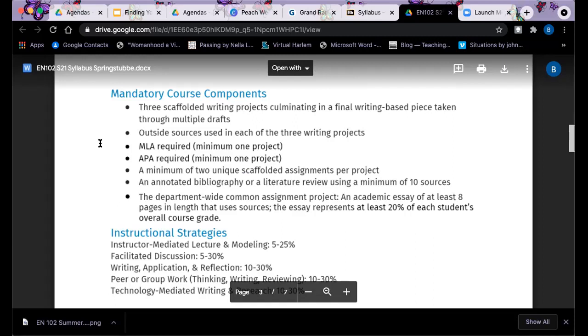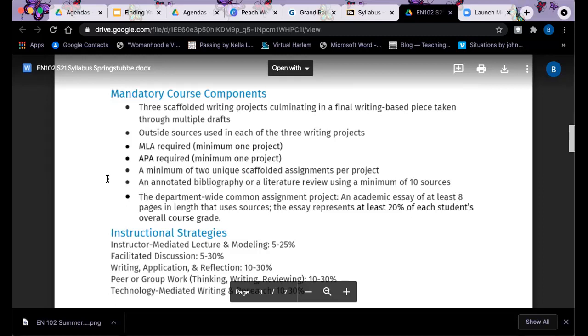One of your projects will be MLA. The other project will be APA. It's the one that's combined, the first two projects will be APA. You'll have a minimum of 2 unique scaffolded assignments per project. Your first project is going to have far more than just 2 because you need more for the work that we're doing.